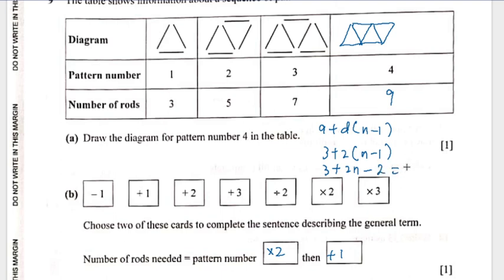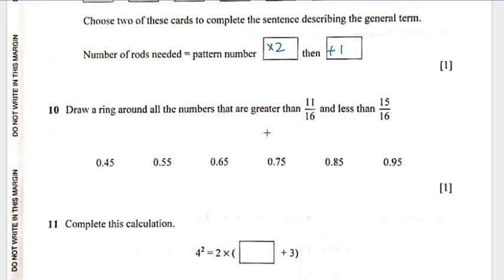Should times 2. So 2n plus 1. That's why here you times 2 first, times 2, then to the answer you plus 1. Okay? Alright, next one.